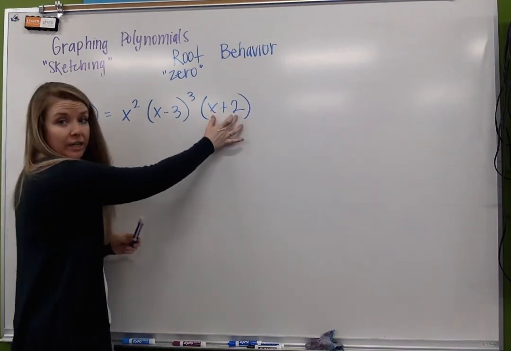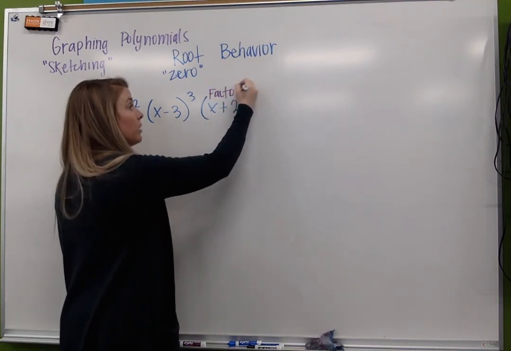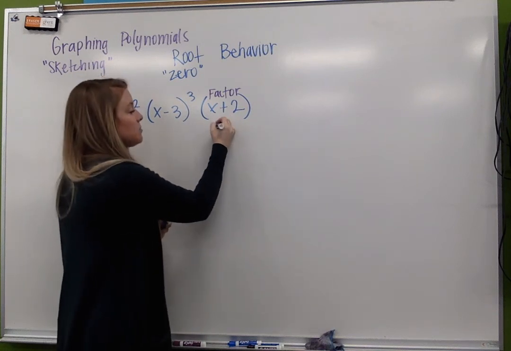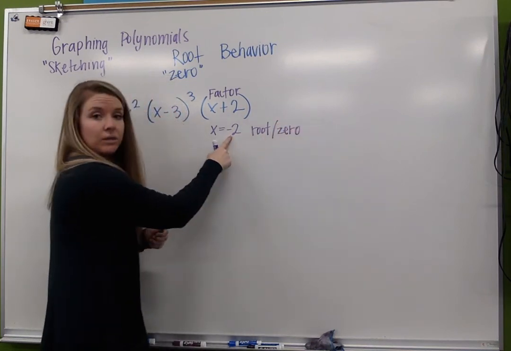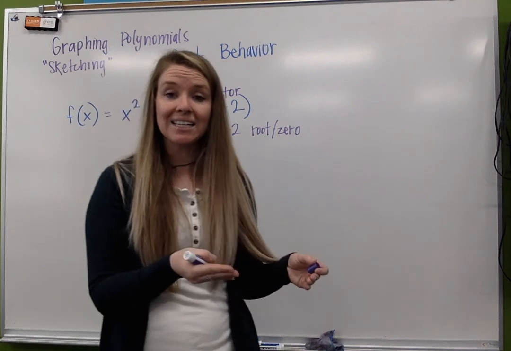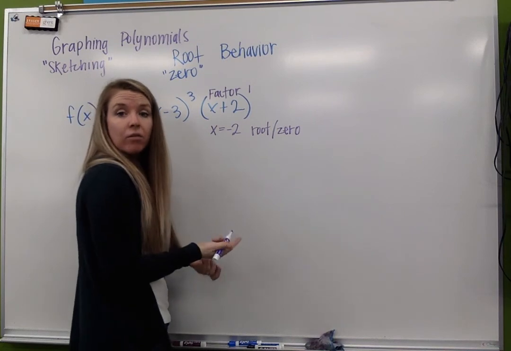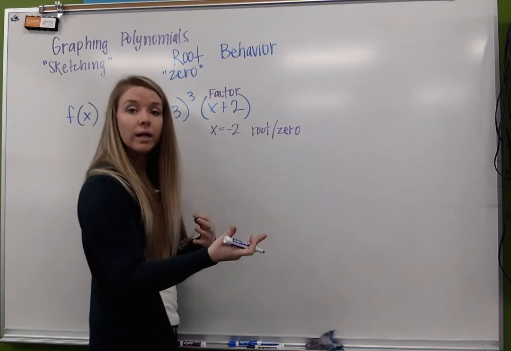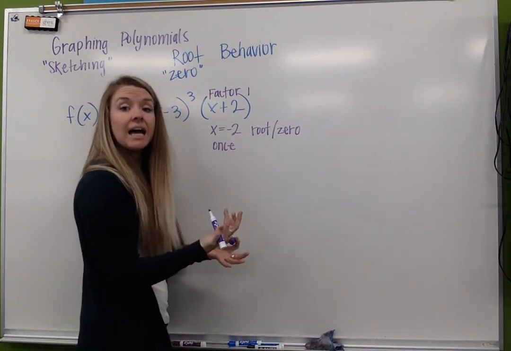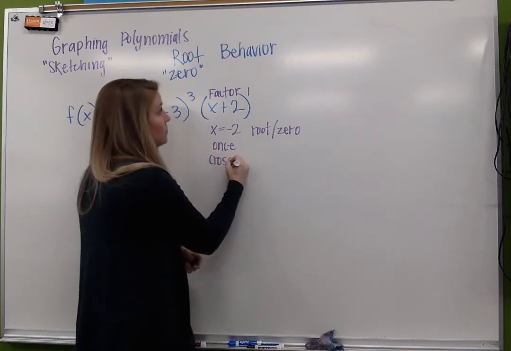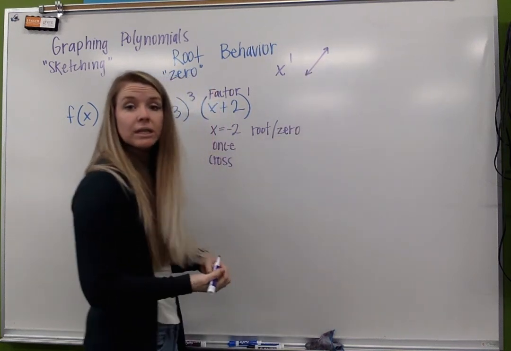All right, we'll start over here at x plus 2. This is my factor vocab word. X plus 2 is a factor, but that gives me a root or a 0 at -2. That means my graph is crossing the x-axis at -2. And it only happens once because there's just a power of 1 there. Remember, if there's nothing written, that's a power of 1. So this happens once, so it is just going to act like a line. So we call that a cross. So if it happens once, it's going to look similar to a line. It's just crossing.